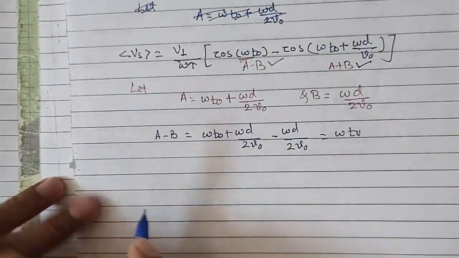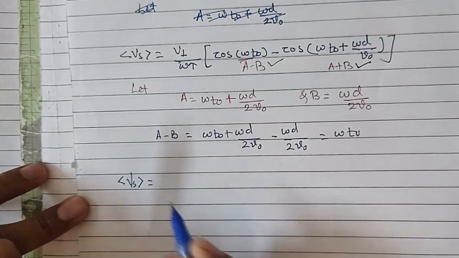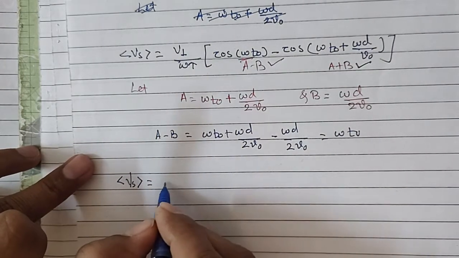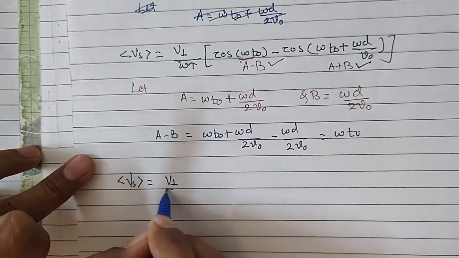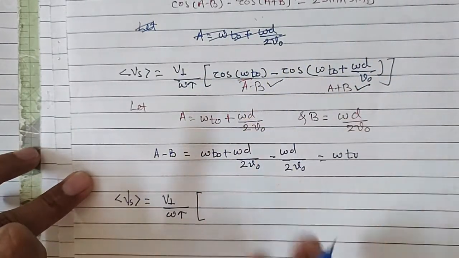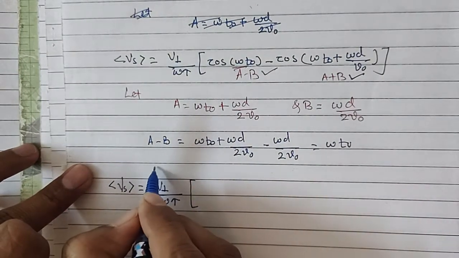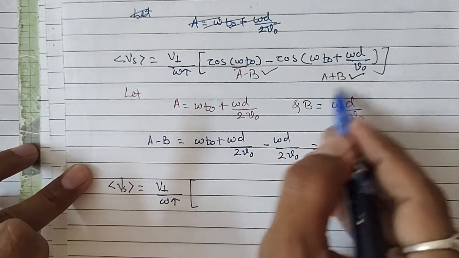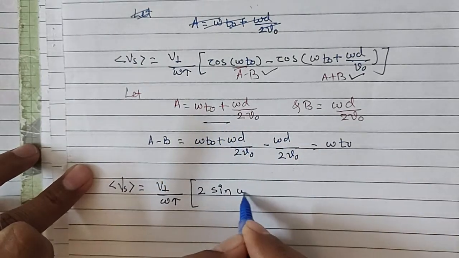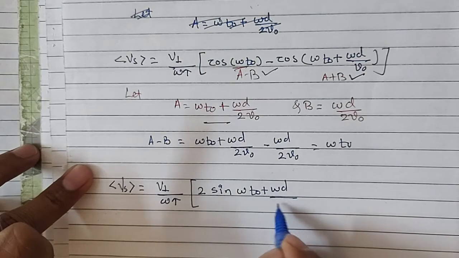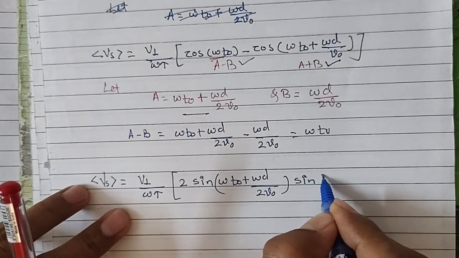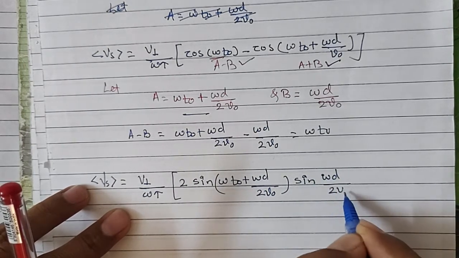So we can replace this with 2 sin A sin B. Therefore, the average microwave voltage is V1 over omega tau times 2 sin A sin B. So 2 sin A, where A is omega t0 plus omega d by 2v0, into sin B, and B is omega d by 2v0.